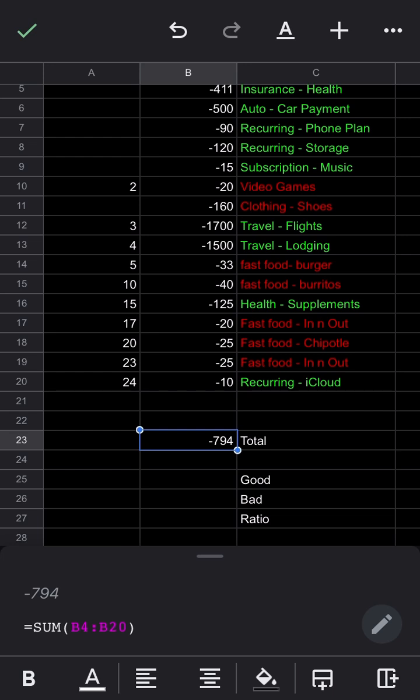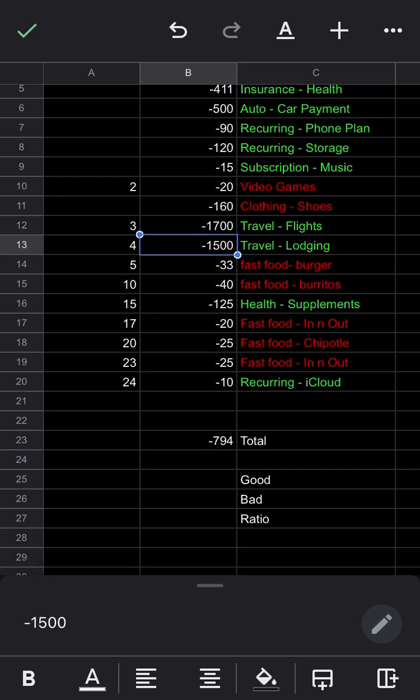Negative $794, which means I had a deficit this month. I spent more money than I made this month. Not good overall. I'm just going to put that in the notes. As far as the flights and the lodging goes, those were the two biggest expenses that really held me back, and I'm not going to have those types of expenses every month. So likely next month will be better, at least a surplus, hopefully.